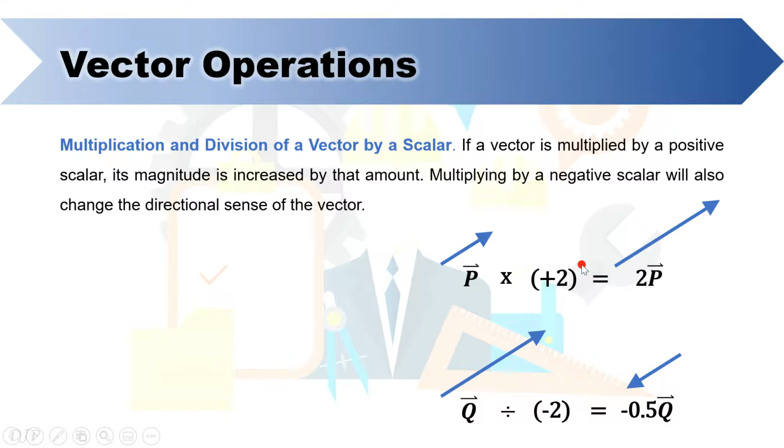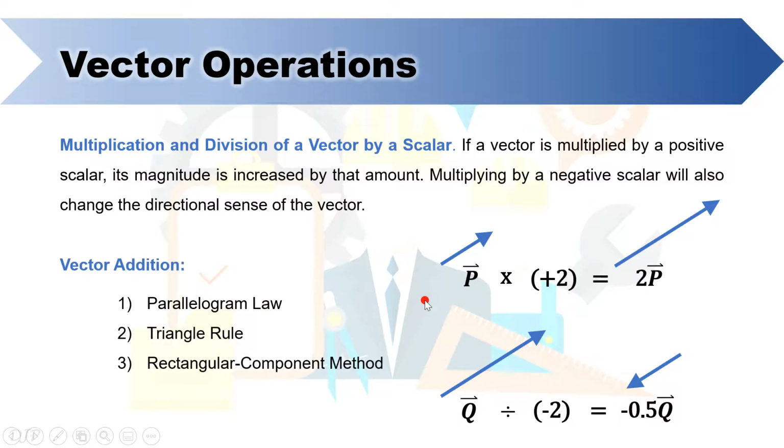The next operation that we will review is vector addition, and can be performed in three ways or three methods: by parallelogram law, triangle rule or triangle law, and lastly by rectangular component method or by component method. In this lecture, we will go through first with the first two methods of adding vectors. We will cover the component method in our next lecture when we discuss force resolution.